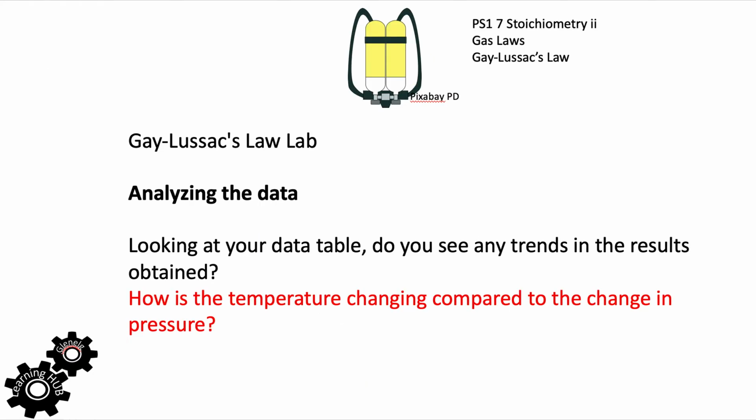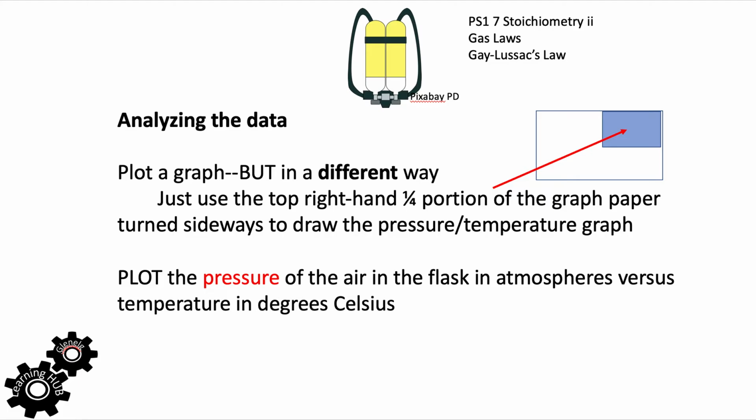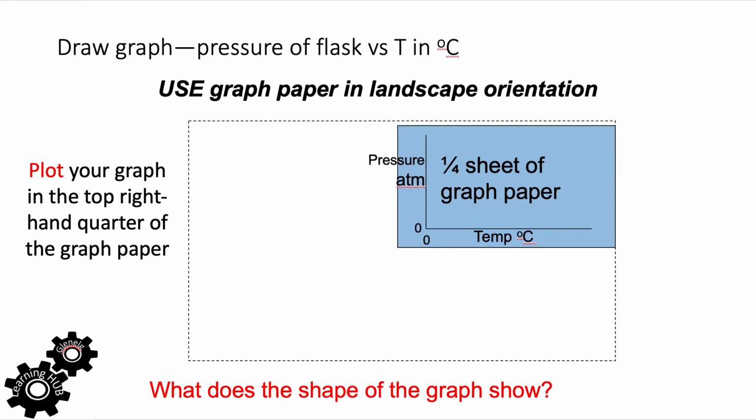And then we're going to analyze the data, but first look at your data table. Do you see any trends? How are the temperature and pressures changing in relation to each other? We're going to analyze the data with a graph, but plotting the graph in a slightly different way, just going to use the top right-hand quarter of the graph paper. You're going to plot pressure against temperature in degrees Celsius, just in that top quarter of the graph paper.